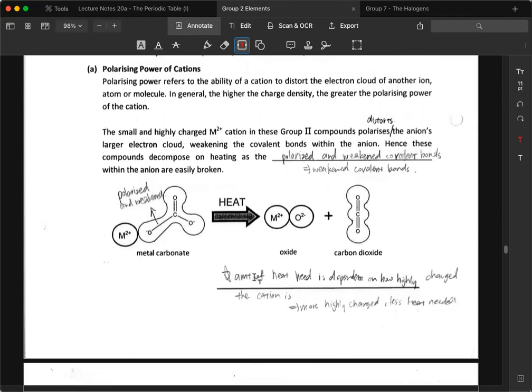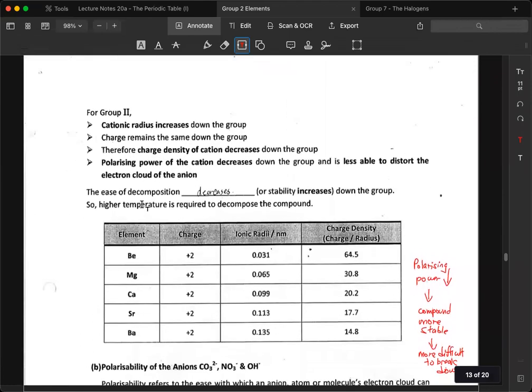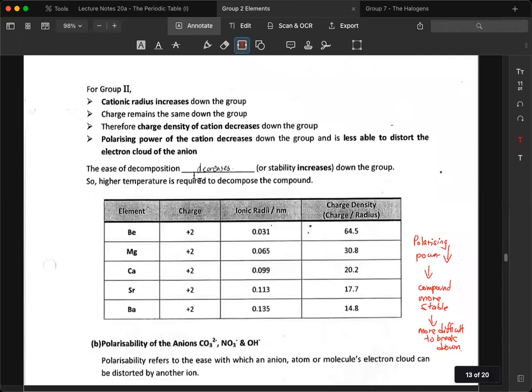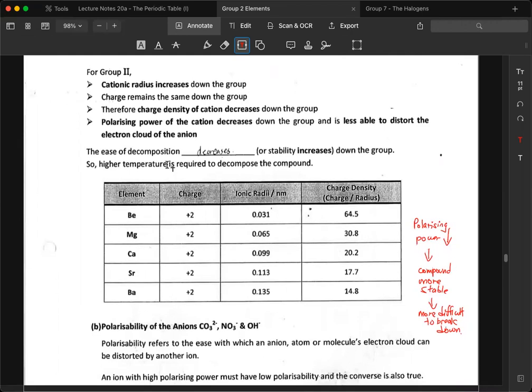So the amount of heat is dependent on how highly charged the cation is. The more highly charged, the less heat needed to decompose it, because of the higher polarizing power of the cation. So for group 2, the cation radius increases down the group. The charge remains the same, so the charge density decreases. So the polarizing power of the cation will decrease and become less able to distort the electron cloud of the anion. Therefore, the ease of decomposition will decrease and hence stability increases down group 2. Therefore, a higher temperature is required to decompose the compound.